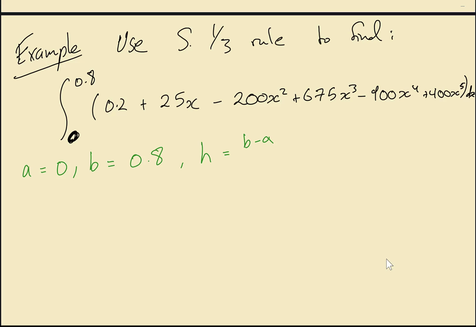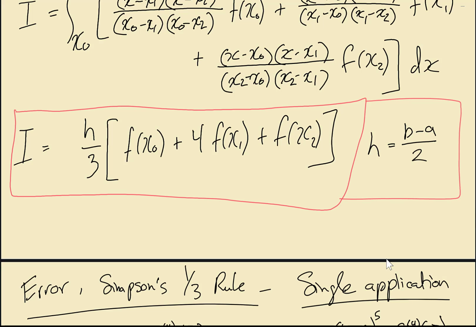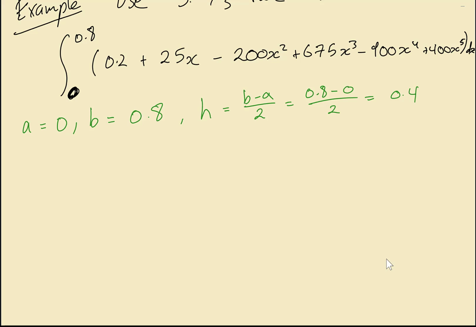So it would be b minus a divided by 2, so that would be 0.8 minus 0 divided by 2 equals 0.4. So if I'm looking at the equation for Simpson's rule, I need x0, x1, and x2, right? So let's write that down. We have our x0, x1, and x2. We know x0 is 0, and we know x2 is 0.8. So x1 would be a plus h, so 0 plus 0.4. So this would be 0.4.